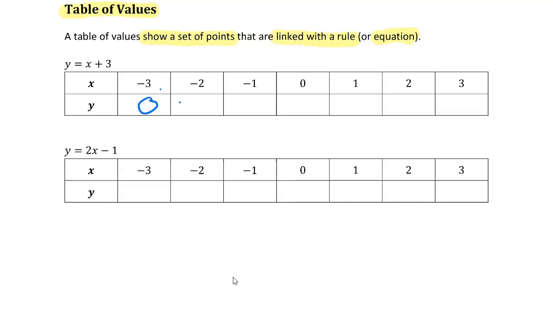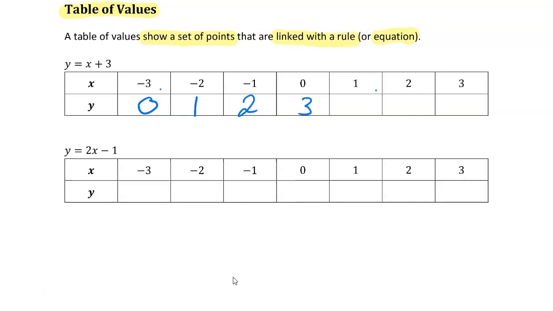is 1, isn't it? Next, x is equal to -1. So I substitute it into here. So y equals -1 plus 3. So y equals 2. Here we've got x equal to 0. So y equals 3.